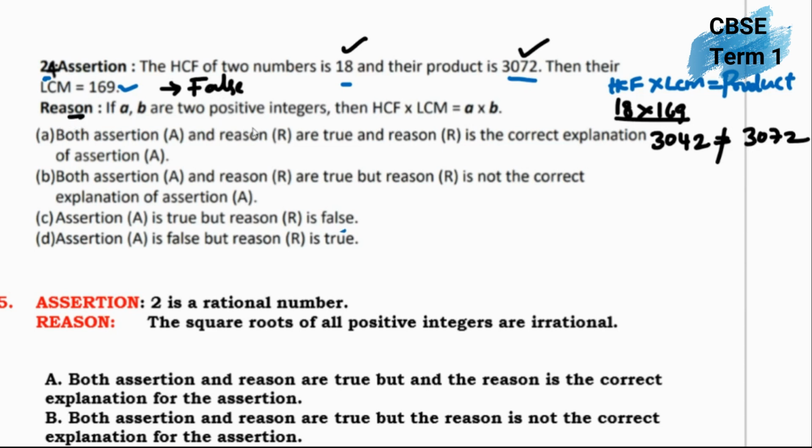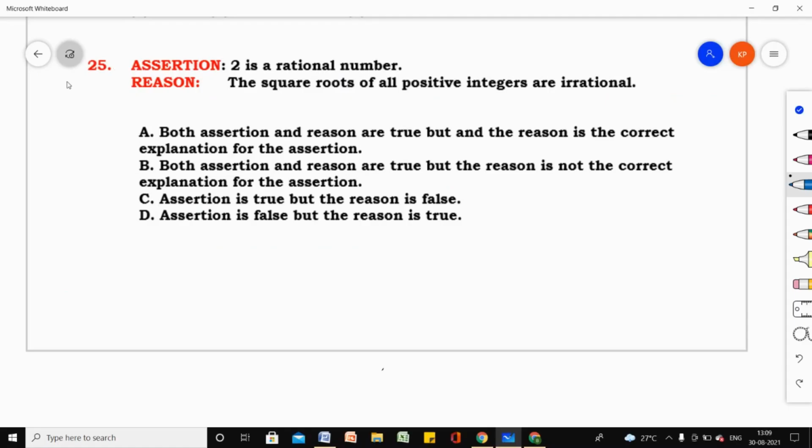Reason: if a and b are two positive integers, then HCF into LCM is a into b. This is the basic standard formula and the reason is true. Assertion is false, reason is true. Therefore D is the correct option.